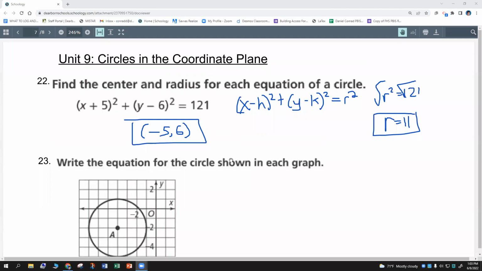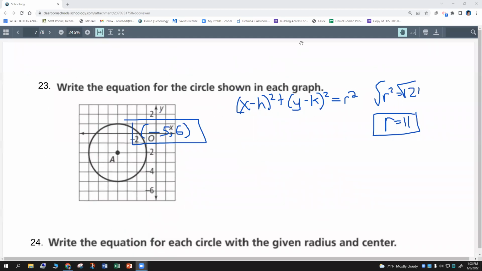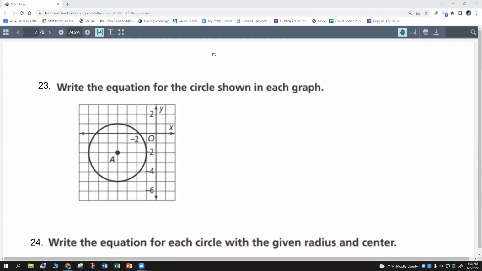Okay, so that's 22. For 23, they're giving us a circle. The center of that circle is, let's see, -4, -2. And then to find the radius, we can pick a direction here. Let's go right. This is 1, 2, 3. So the radius of the circle is 3.